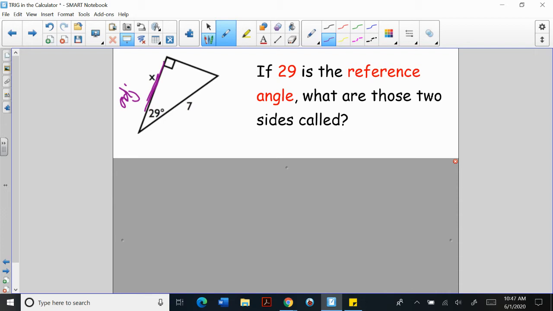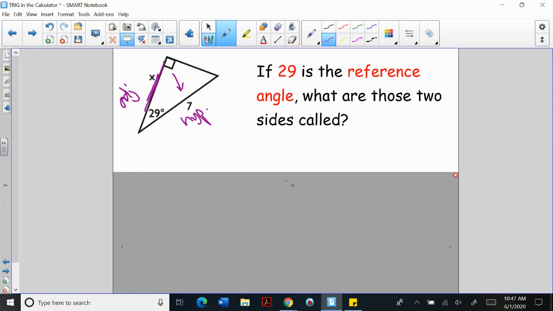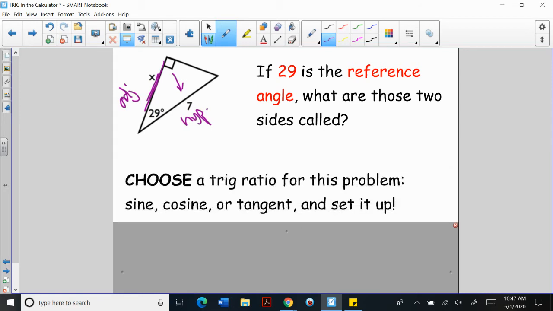Okay, the 7 is across from the right angle. That's the hypotenuse. Remember, you can't change the hypotenuse of a right triangle. It is always across from that 90-degree angle. It's also always the longest side of a right triangle, no matter what. So you've got those two sides. Which one of these trig ratios are you going to pick? You've got sine, cosine, or tangent, and they gave you the adjacent leg and the hypotenuse. Don't forget, SOHCAHTOA.